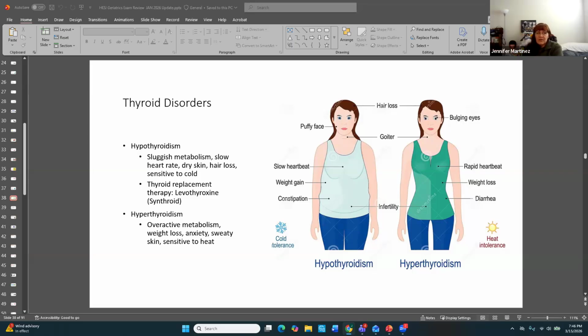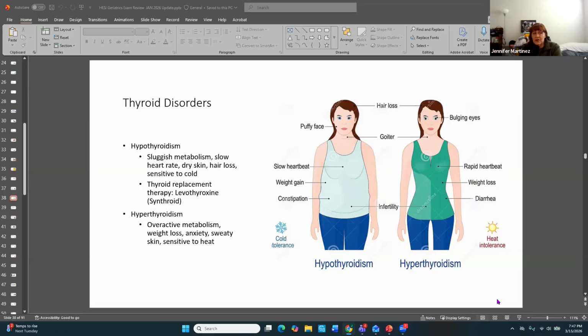And we use levothyroxine, the most common medication that we use for thyroid replacement. But you can see here they'll have the puffy face. They could have a goiter, which is an enlarged thyroid, slow heartbeat, weight gain, constipation, infertility, again, more slow and sluggish. On the other hand of that, we have hyperthyroidism.